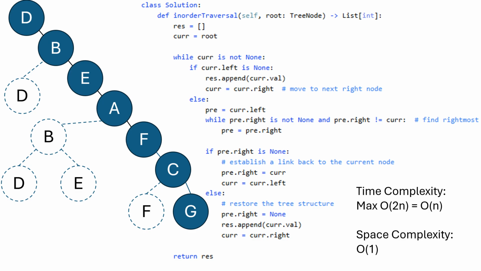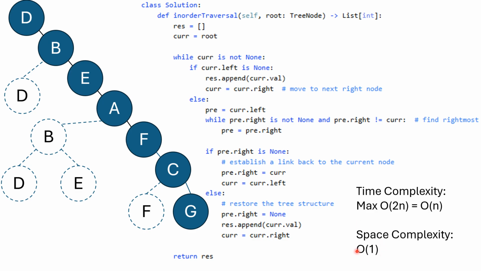So in the end, the time complexity at maximum, I think, is 2n, which still simplifies to n. Why? Because you might be reading D twice, BDE twice, and F twice. So at maximum it will be 2n, but it simplifies to n. And because we didn't really use any extra data structure for this traversal, the space complexity is constant.